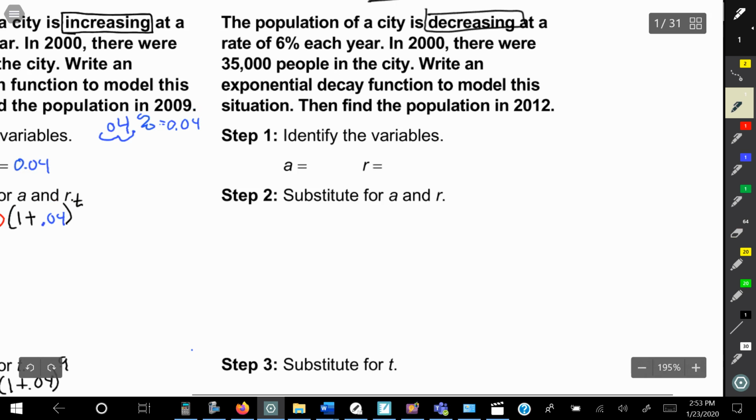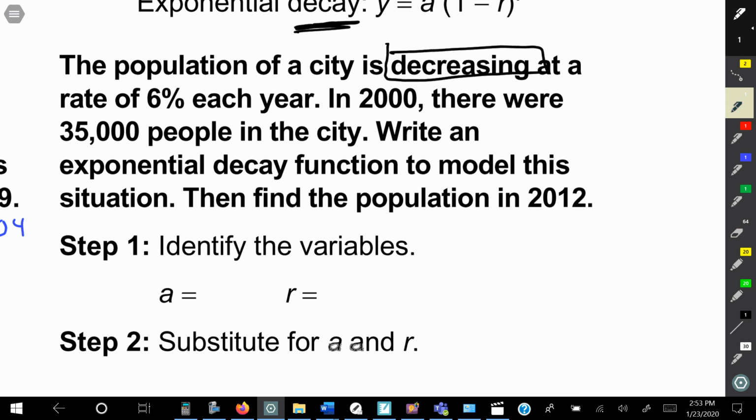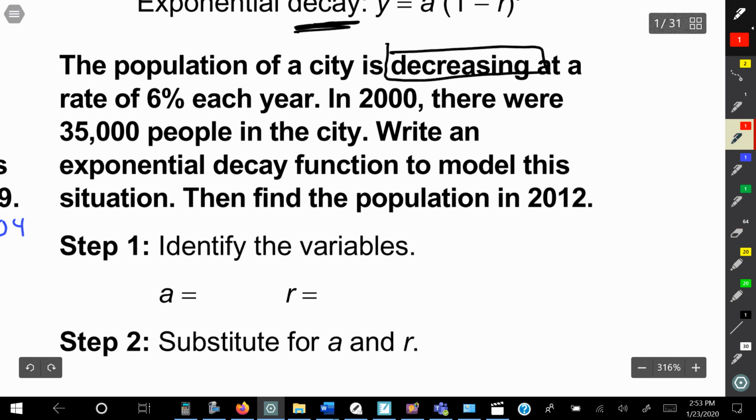All right, so I'm going to zoom in here. First thing I'm going to do is find my original amount, my A. So my original amount is 35,000.